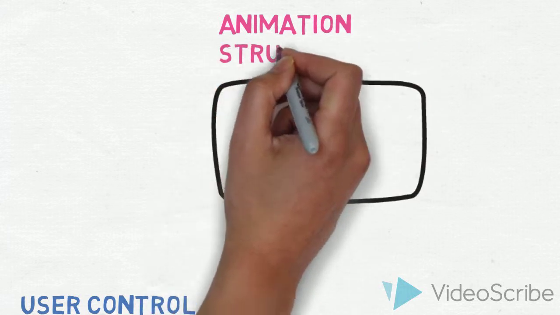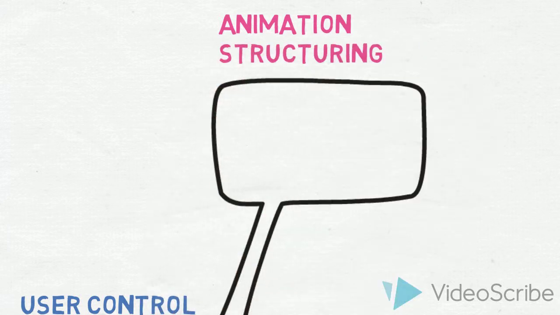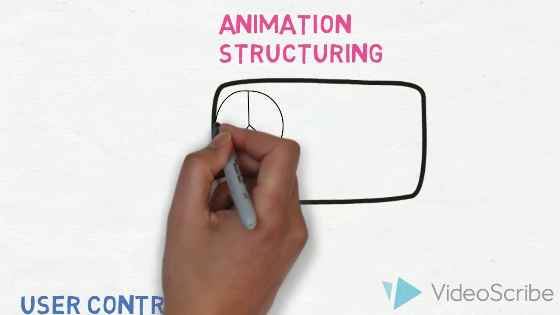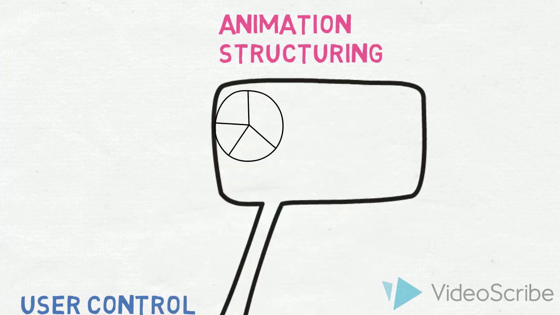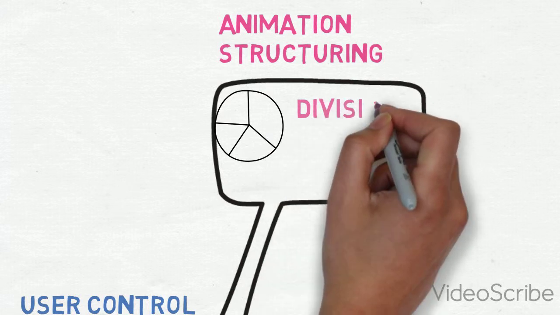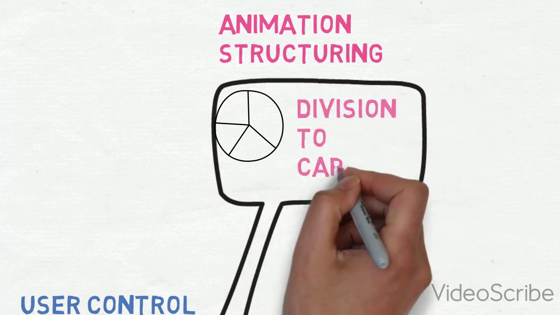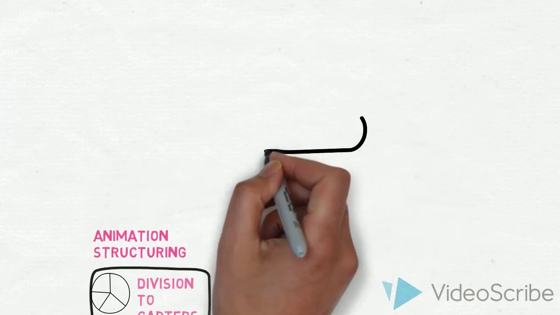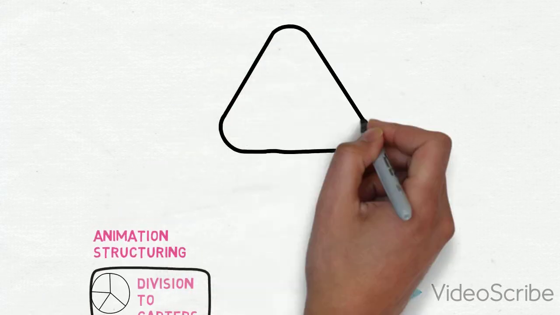And the second means is structuring the animation, and by that we have the potential to decrease distracting information and to divide the map into chapters to be more effective than showing all information in one part.